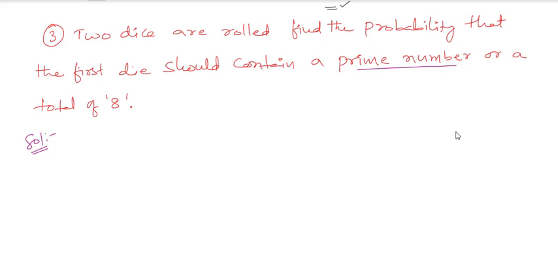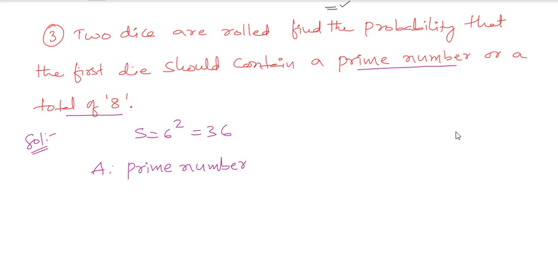So here either-or means the addition theorem you have to use. So this is an application of the addition theorem. What is the sample space if 2 dice are rolled? Sample space is 6 square, which is 36. So there are two different events. Event A, if I take it, must be the prime number. That is, the first die should contain a prime number.